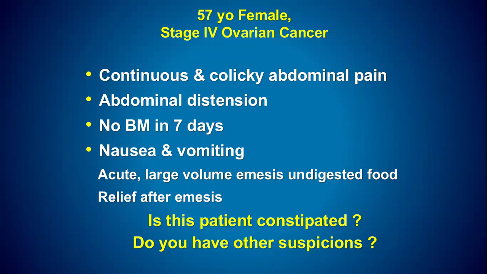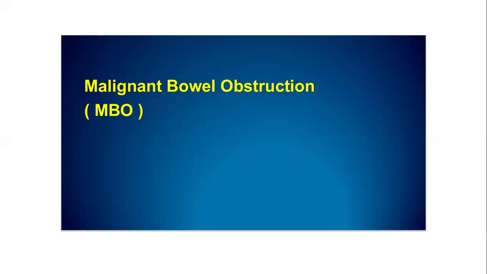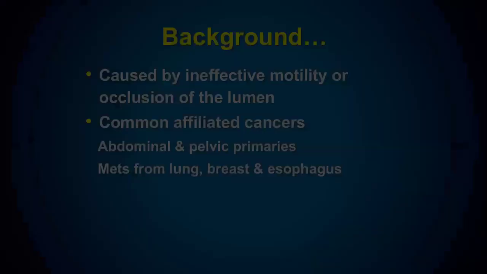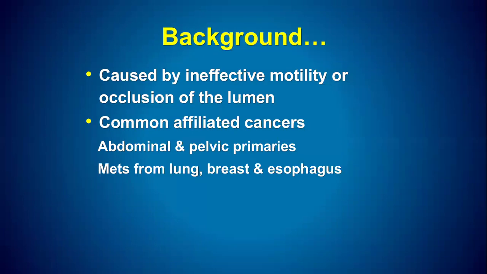Obstruction. Okay. Excellent. Yeah, so it points towards obstruction, especially that large volume emesis that she's having. Yes, so compression of the colon. Next slide, please. So coming to malignant bowel obstruction, next slide, please. So as I said, the obstruction can be either because of an external pressure on the colon or an internal mass which is obstructing the flow. It is mainly seen in abdominal or pelvic primaries, but sometimes can be a metastatic disease from lungs, breast, or esophagus as well. Next slide, please.